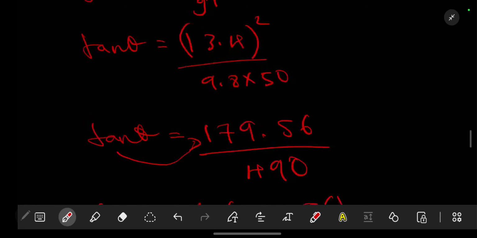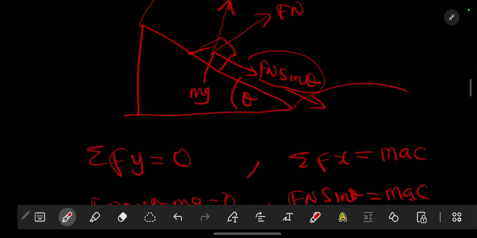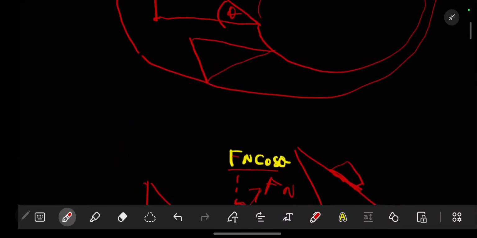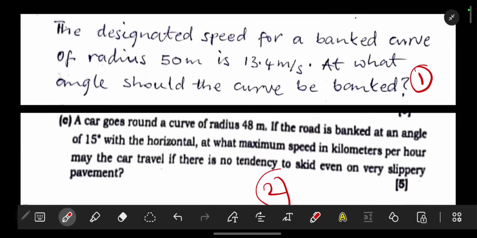So that's that on banked road without friction. In other videos, we are going to look at different concepts.